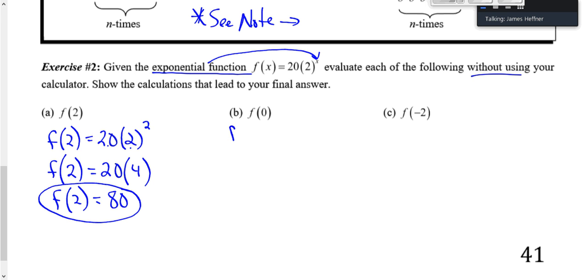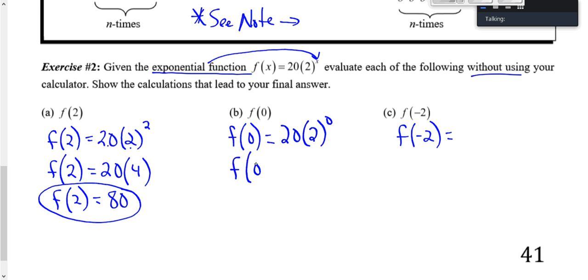All right, so you guys try these other two on your own, right? Let's do f of 0. And then do f of negative 2. I'll give you a moment to work through that. Let's see how we do. We get something for part B yet? 20. So it's 20 times 2 to the 0, right? But 2 to the 0 is actually just 1. So it's 20 times 1, which of course is just 20.